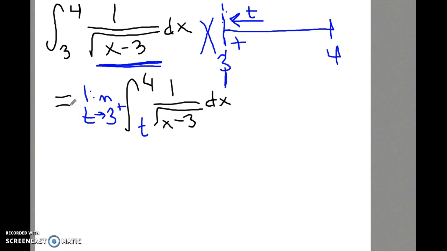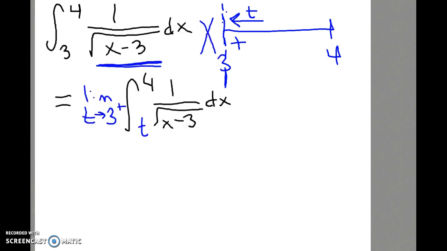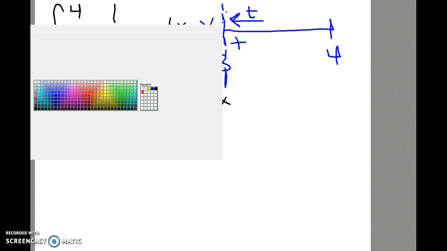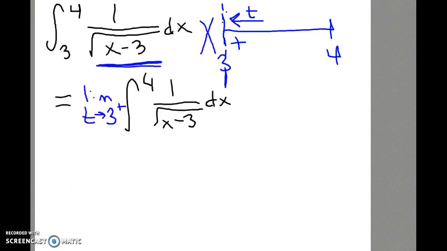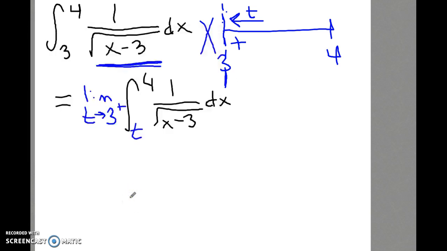And that t is kind of wandering off. Let me be clear that this t, I'm going to rewrite it, is the lower limit of integration. It's not part of the integrand. Okay, that's better. Now, the next order of business is to find the antiderivative of 1 over the square root of x minus 3 with respect to x. So I'm going to do that scratch work off to the side over here.